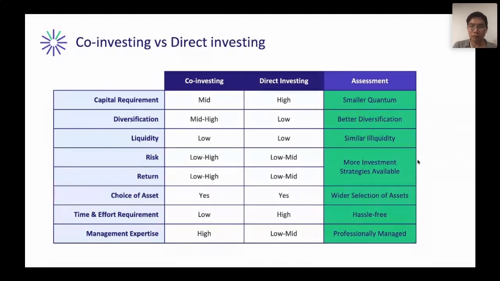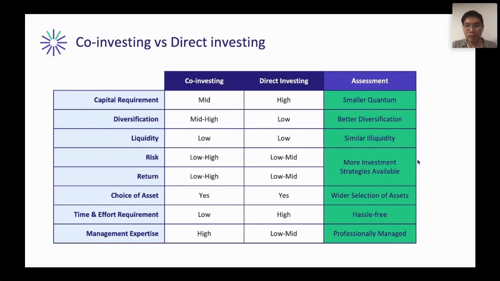Now, the assessment column on the far right shows the comparison and how co-investing stacks up with respect to direct investing. I won't run through all the variables, and I'll just highlight a couple of pros and cons. Like we earlier mentioned, co-investing gives us greater access and wider selection, right?